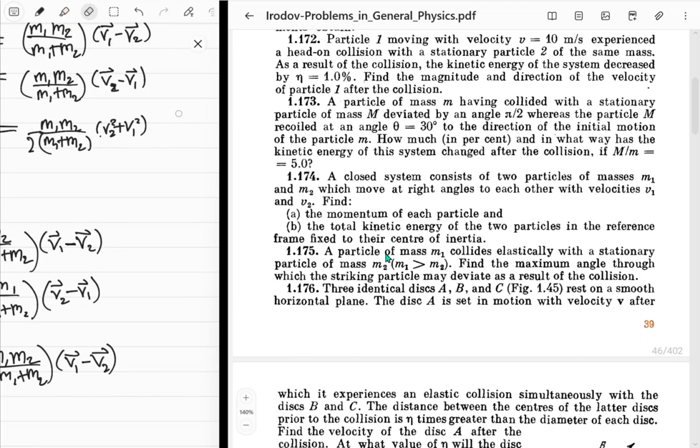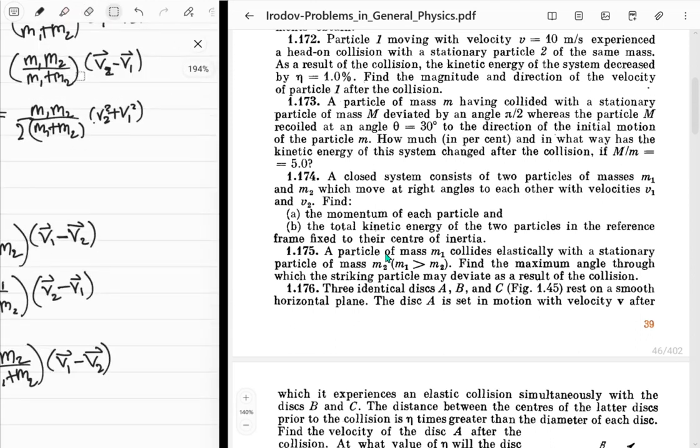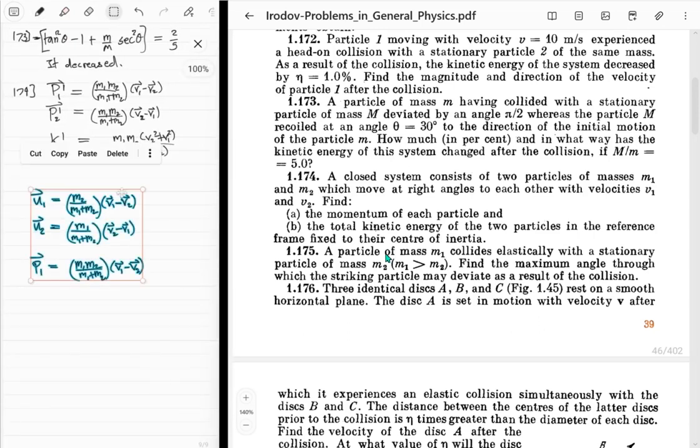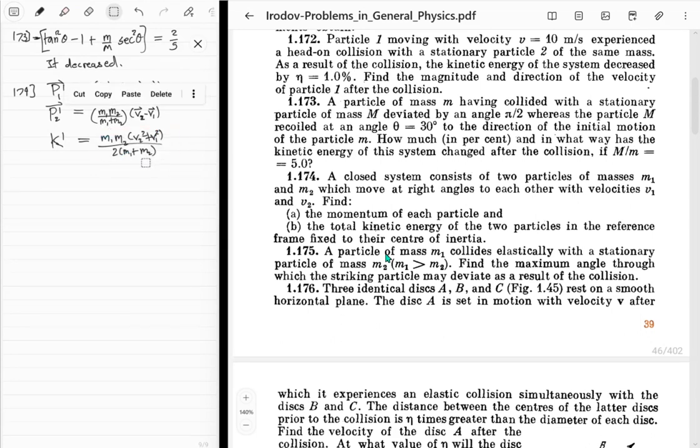That's the total kinetic energy. I'm going to rewrite the whole thing in a better format: v2 squared plus v1 squared upon 2 times of m1 plus m2. Okay, cool. So this is done. Let's go to 175.